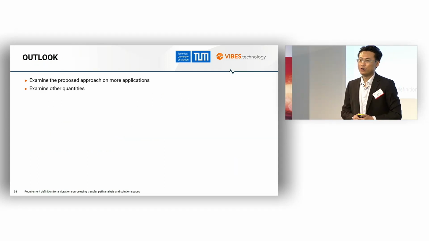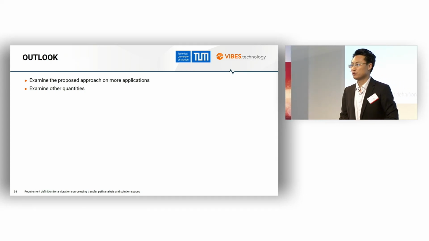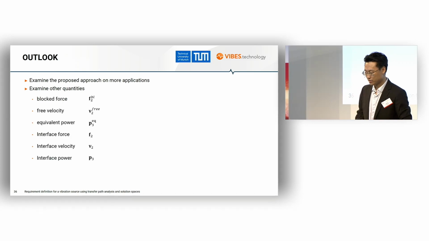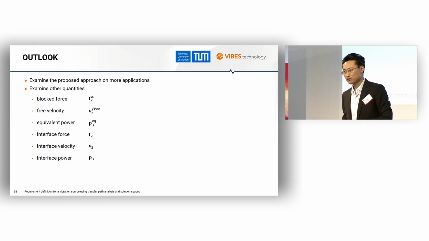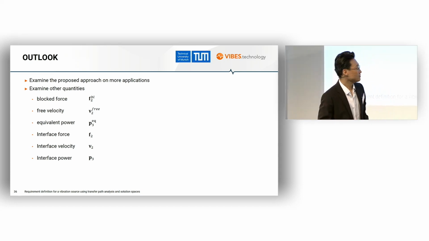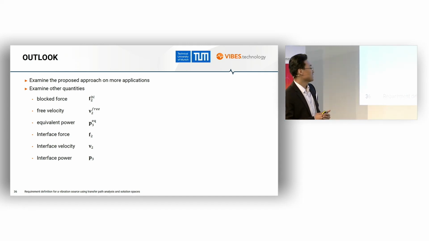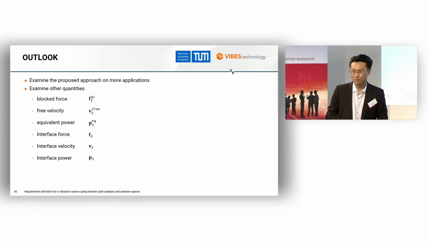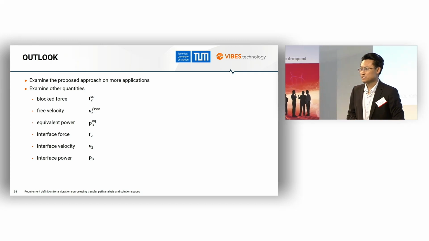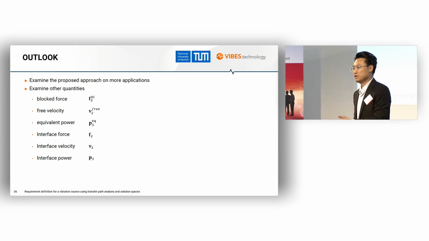In the next step, we will try to examine our methods on more applications and also try to compute requirements on other quantities. Next to block force, the following quantities are on our candidate list. For example, the free velocity, equivalent power, interface force, interface velocity, and interface power. One drawback of the block forces is that if application has many interface stops, it would be difficult to compute requirements on each block force.